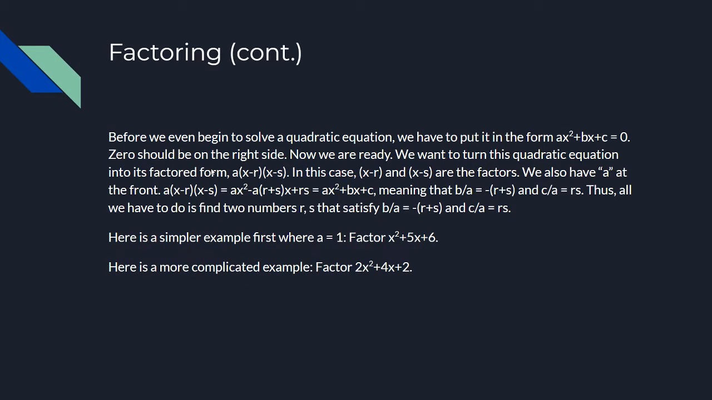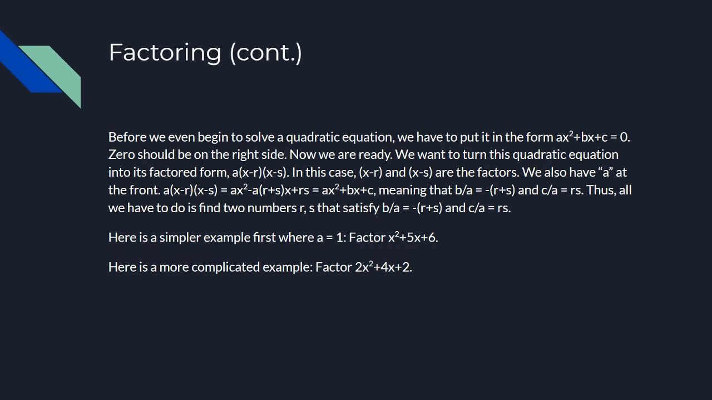Before we even begin to solve a quadratic, we have to put it in the form ax squared plus bx plus c equals 0. 0 should be on the right side. And basically, we want to turn this quadratic equation into its factored form, which is a times x minus r times x minus s. So x minus r and x minus s are the factors. We also have a at the front.